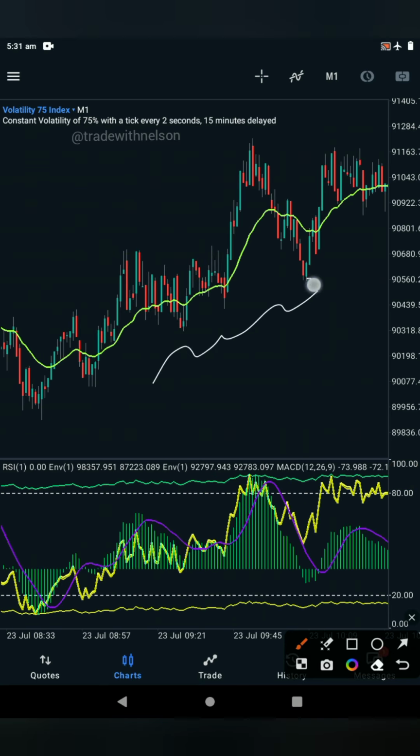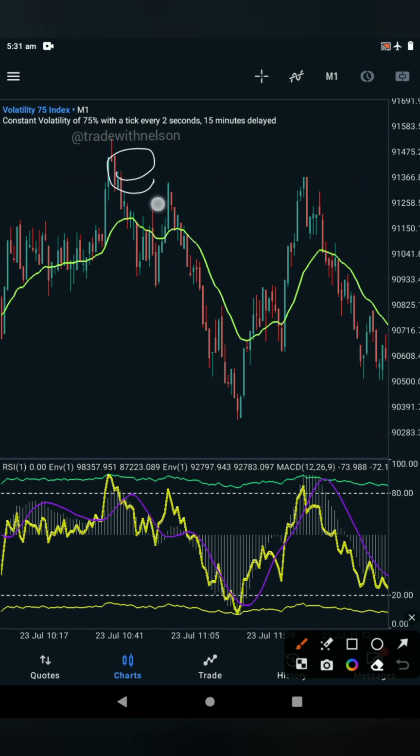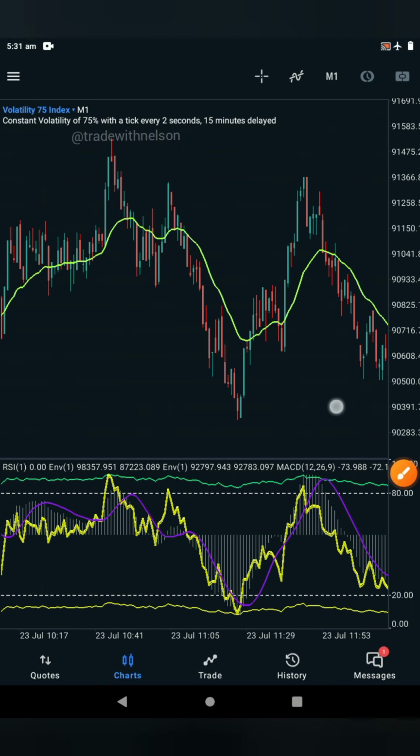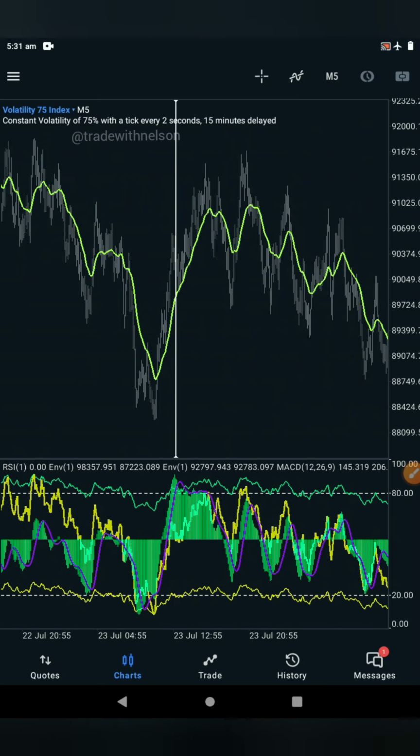The market continues to rally to the upside up to this point before you have a reversal. So let's go back to our 5 minutes time frame, and let me show you a sell condition.